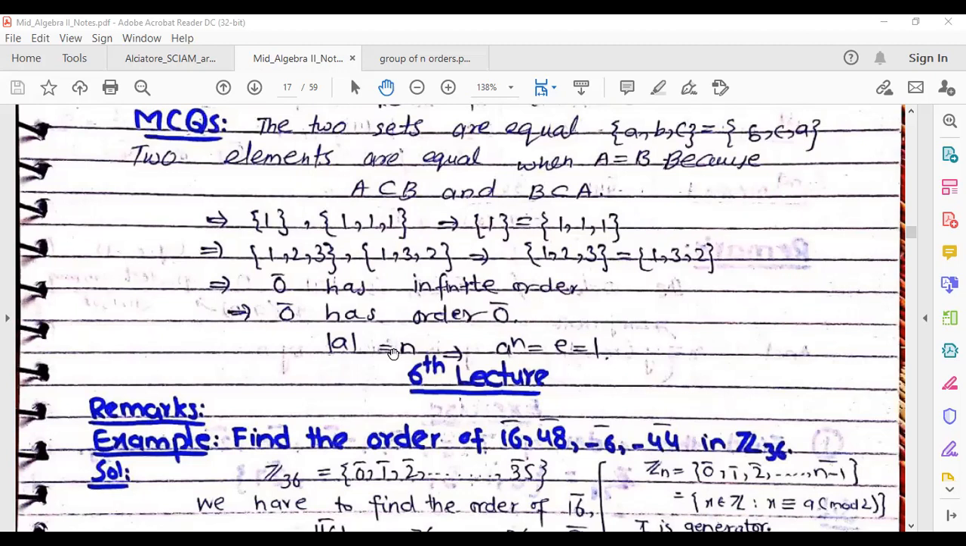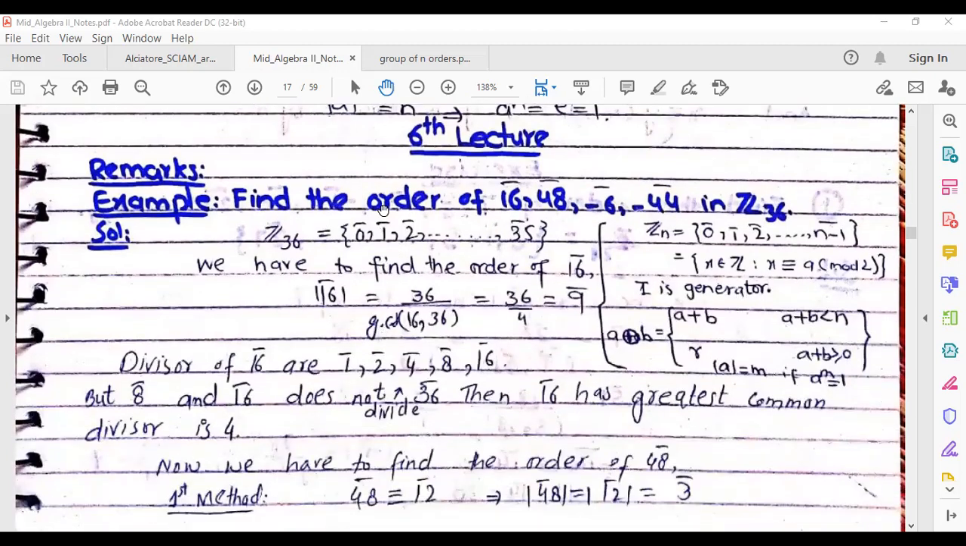So now we move forward to the next, and here is one example. Find the order of 16, 48, -6 and 144 in Z36.